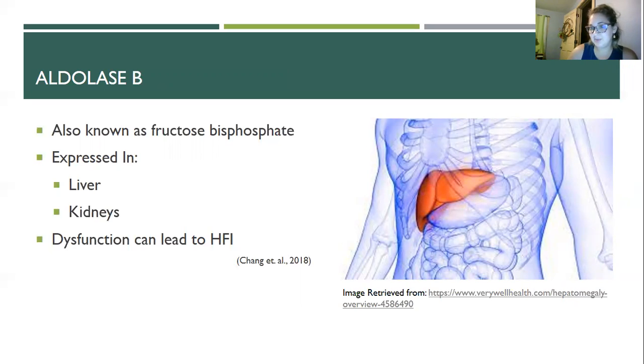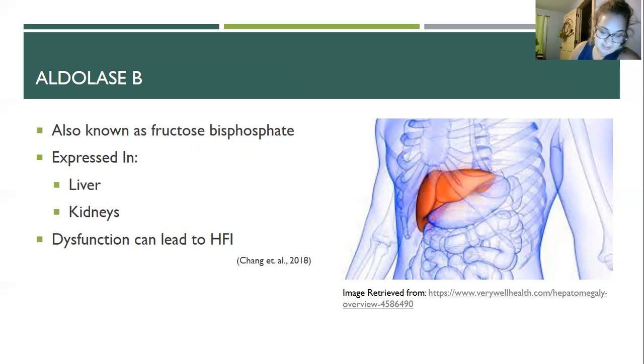Worst case scenario, you can also get organ failure. And again, that's going to be the organs that it's expressed in, so the liver and the kidneys, and possibly death, because again, if your organs shut down, it's a very serious problem. And that's, again, if there's no treatment or prevention, if you know you have this rare disorder.